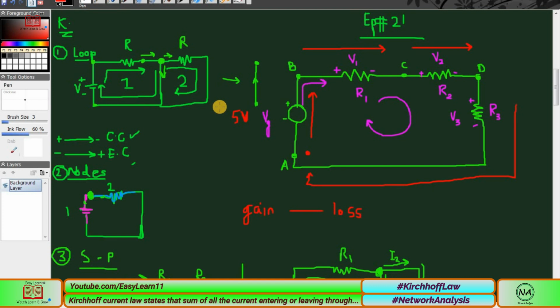But before proceeding, let me tell you one more thing. An increase in energy in going from point A to point B is a voltage rise, while a decrease in energy is a voltage drop, which we call here a voltage loss. So we can define the Kirchhoff voltage law in different forms, like voltage drops and voltage rises.